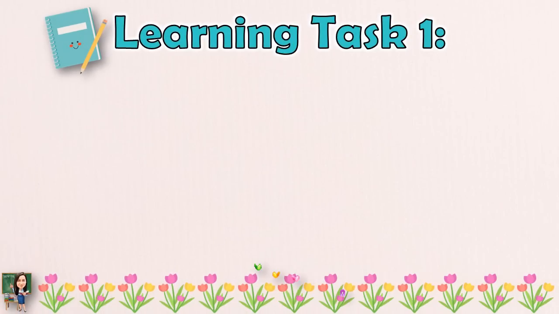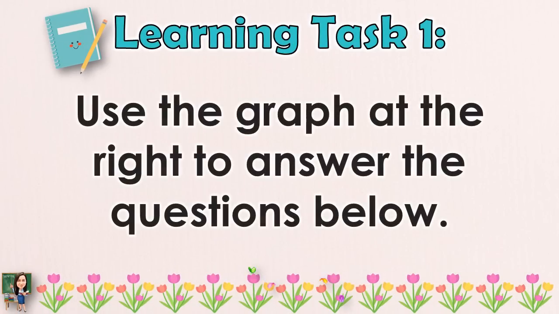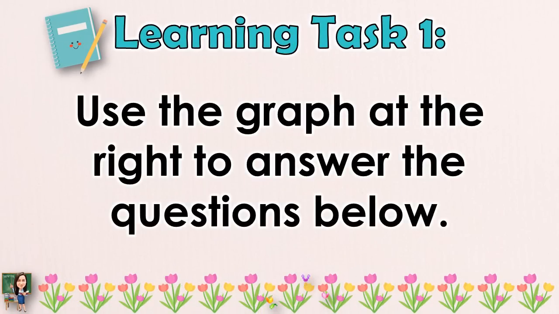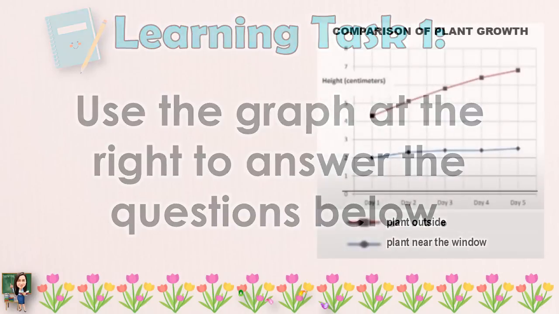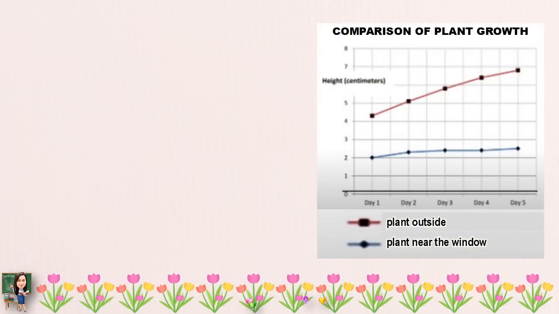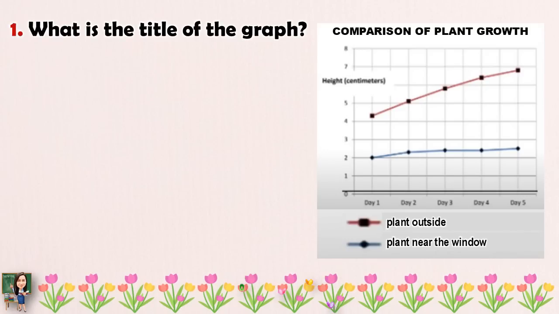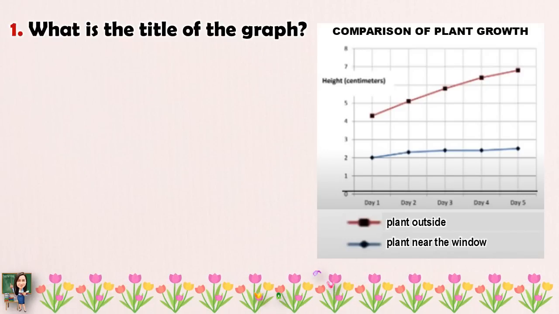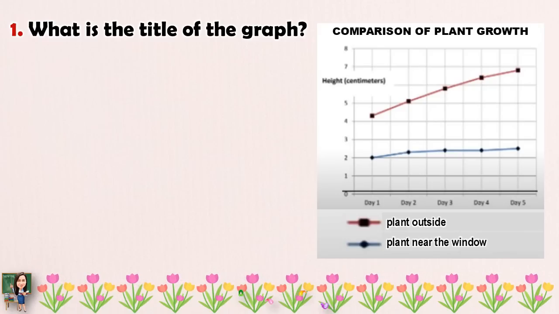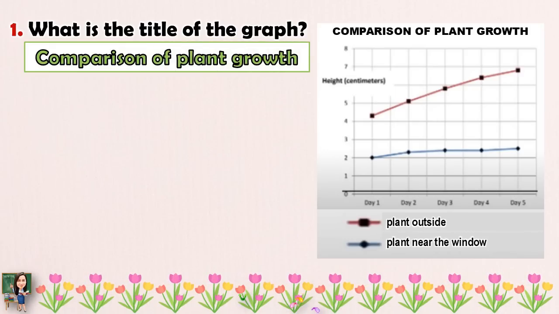And now let us proceed to learning task 1. Use the graph at the right to answer the questions below. And now, let's start answering the questions. Number 1. What is the title of the graph? Very good. The title of the graph is Comparison of Plant Growth.